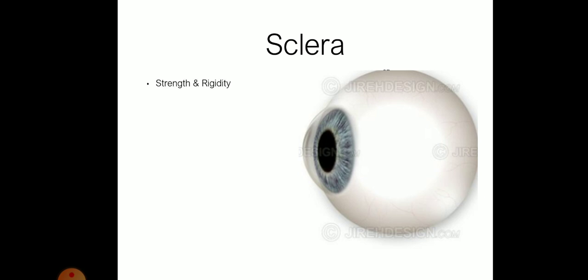Okay, then it also gives space, or works as a medium, for attachment of the extraocular muscles that have to move the eyeball. Okay, so this is the function. Then there are several structures that pierce the sclera to enter the interior.